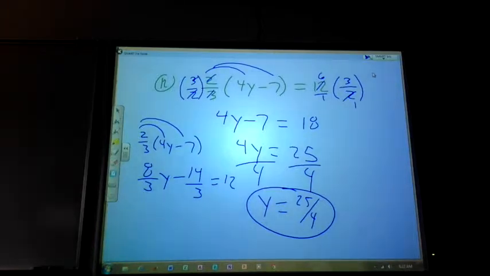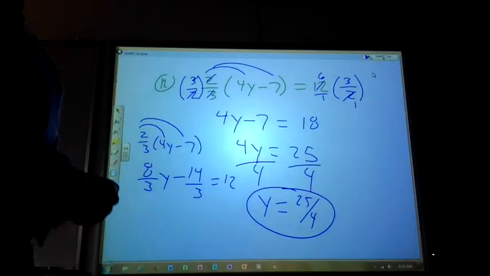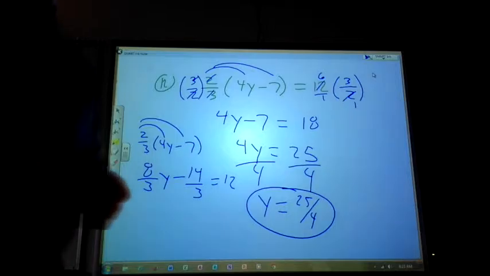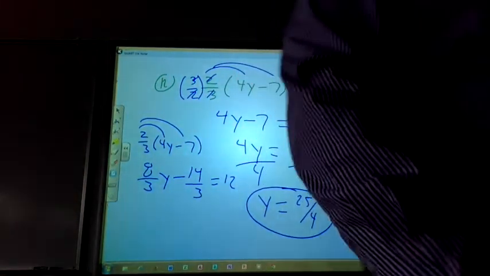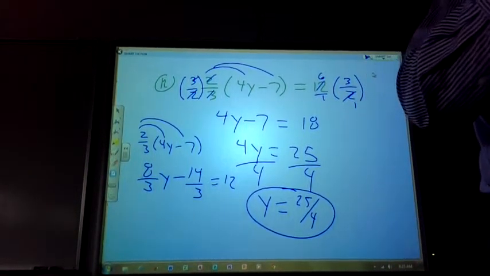Sum means what? Addition. I think that's the only one that you're going to need on the quiz. Sum. The product of a number would mean what? Multiplication.